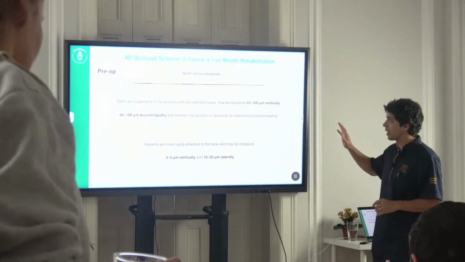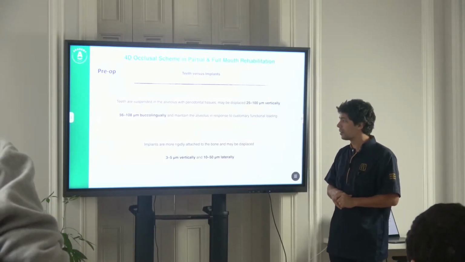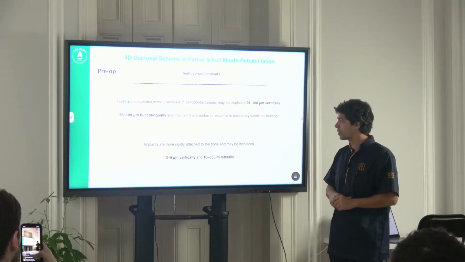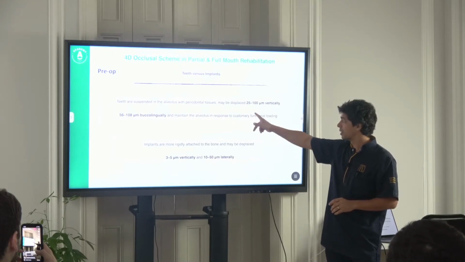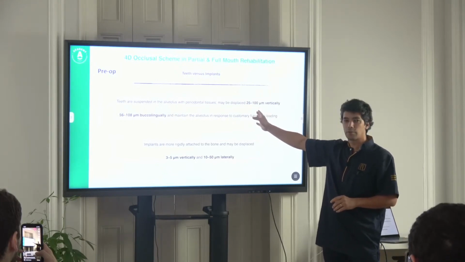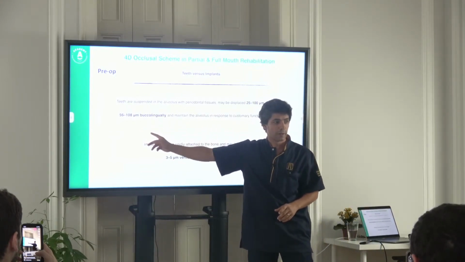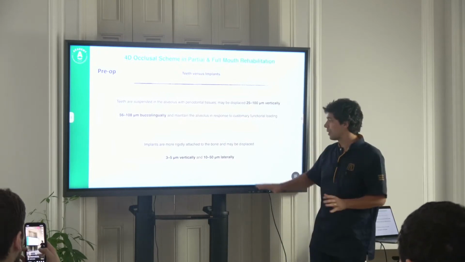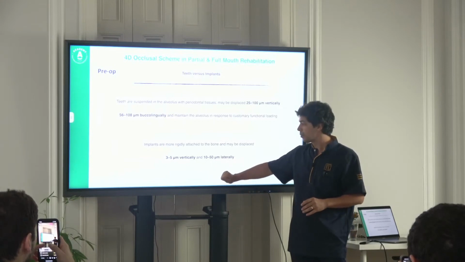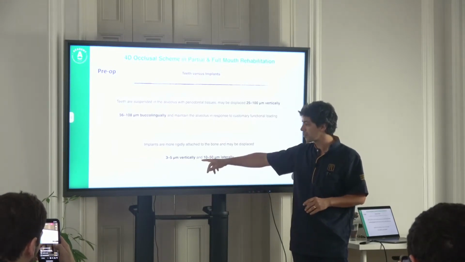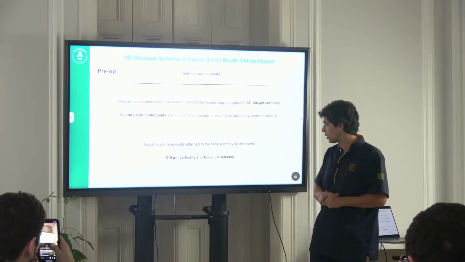This being said, never forget, as in a case report article, a commentary from a colleague in Australia, he says that teeth are suspended in the alveolus. They might be displaced 25 to 100 microns vertically and 56 to 108 buccolingually, which is much more than what you can find in implant positioning and movement, 3 to 5 microns vertically and 10 to 50 microns horizontally.